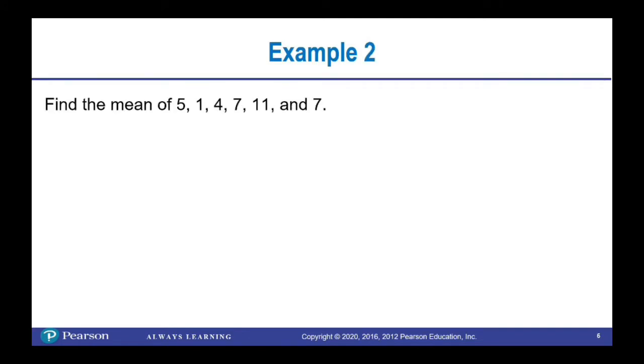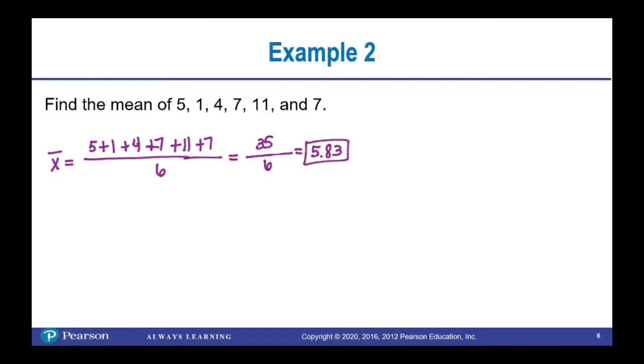Look at example 2. Again, we're asked to find the mean. Our notation is an X with a bar over it. It's called X bar. We add all of our values together, and we divide here by 6 because I have 6 values. The sum of our values is 35. Divided by 6 is 5.83.